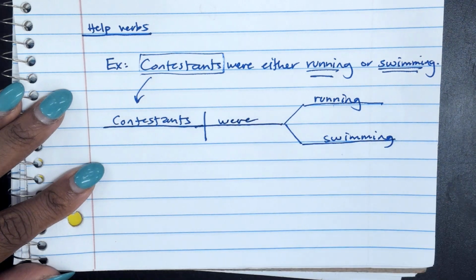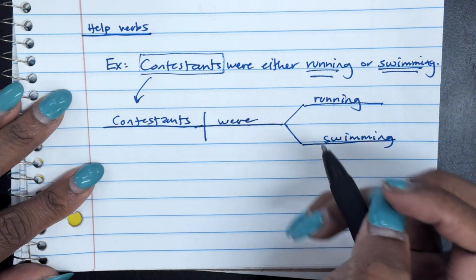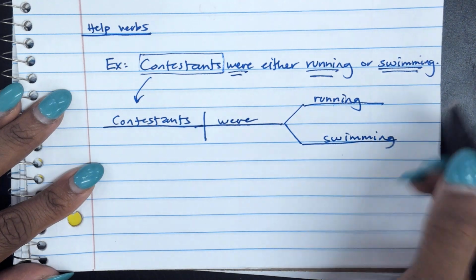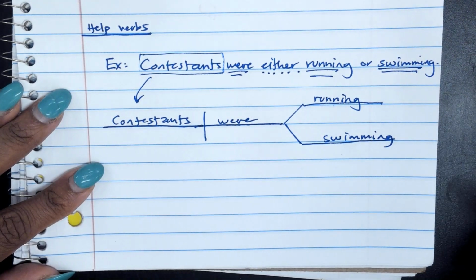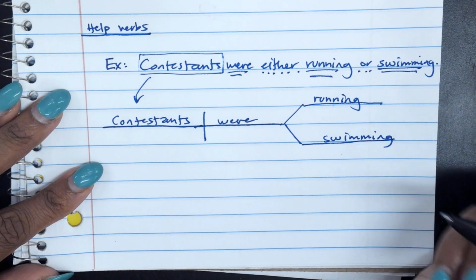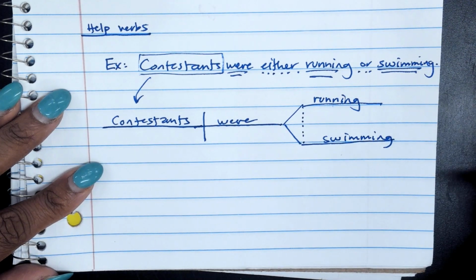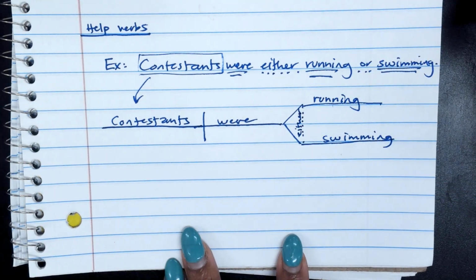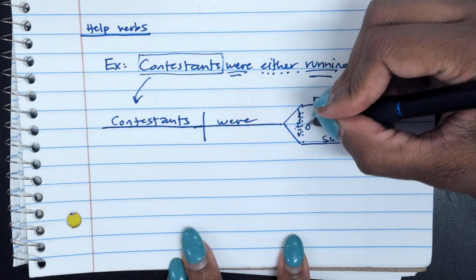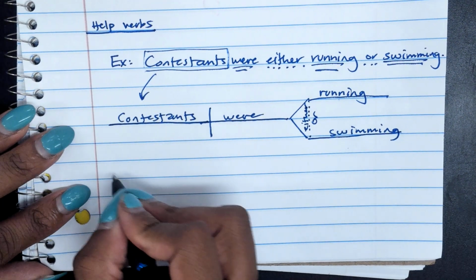Now, we cannot forget about our conjunctions. In this case, we have a coordinating conjunction. We have either and or. We need to draw a dotted line connecting our horizontal lines. And we need to put either on top because it comes first, and or below because it comes second. All right, and this is what our diagram will look like.